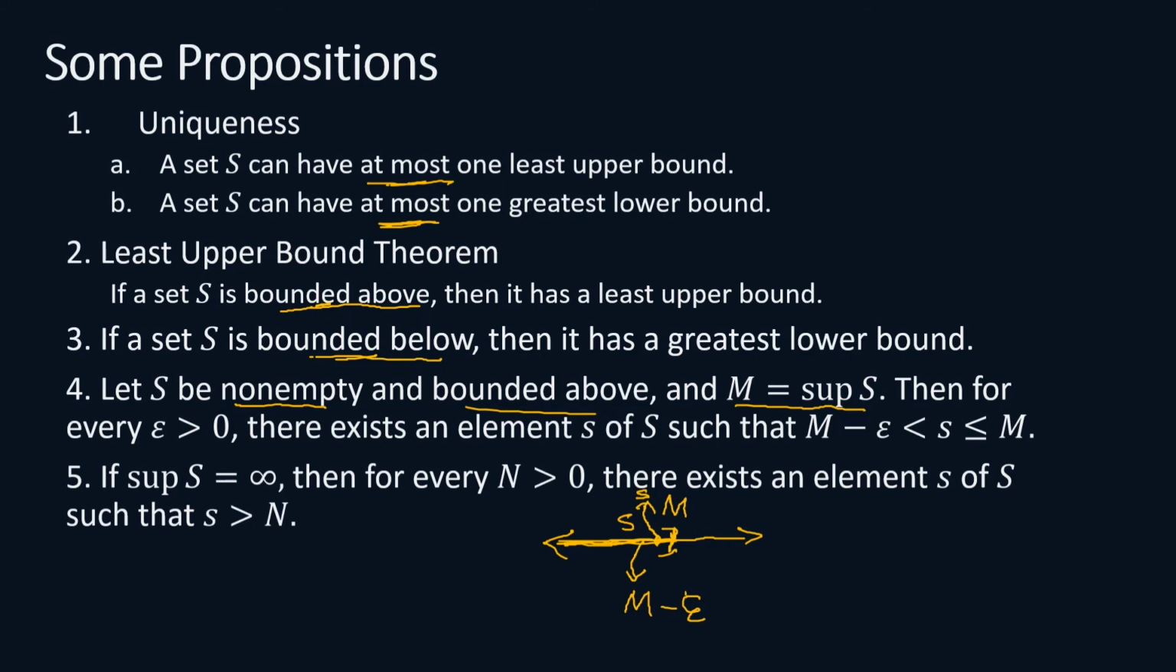There are cases that the supremum is infinite, so we have number 5. If sup S is equal to infinity, then for every n greater than 0, so this is any positive number, there exists an element s of S such that this element is greater than n.